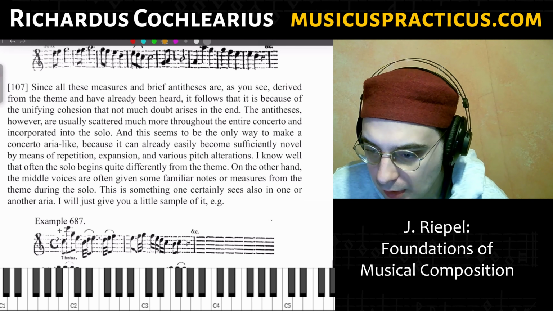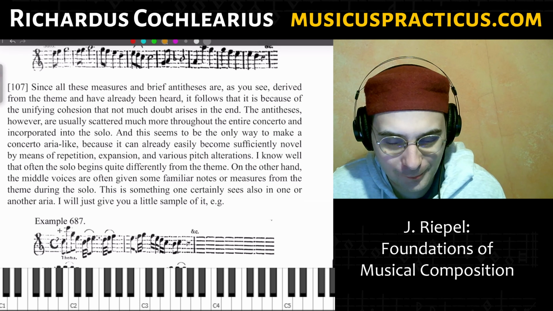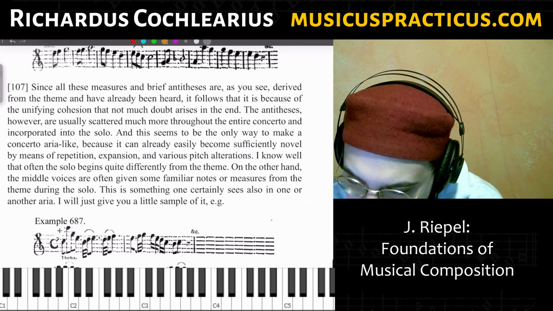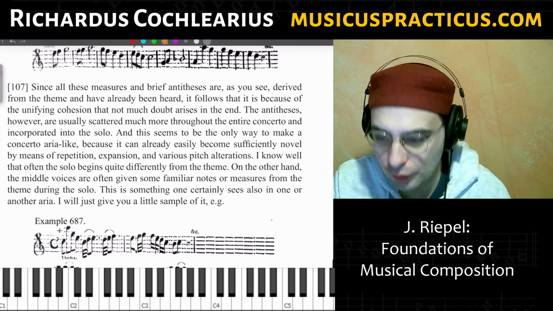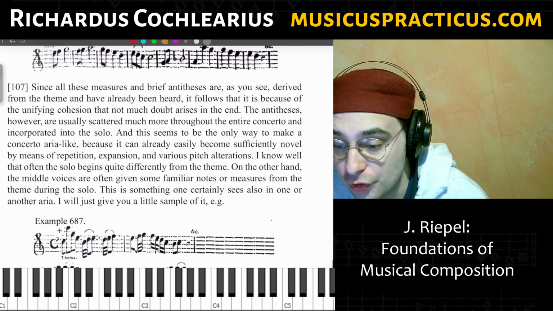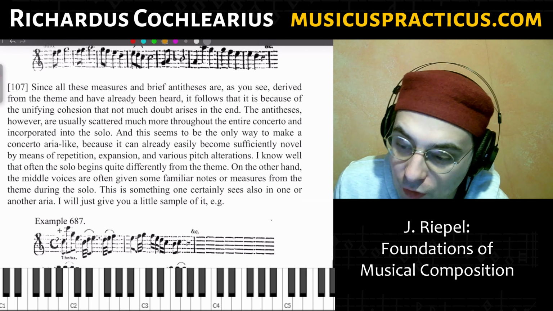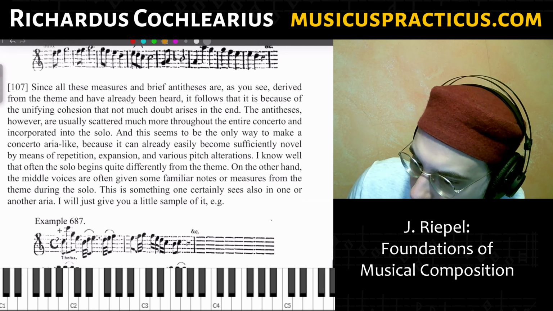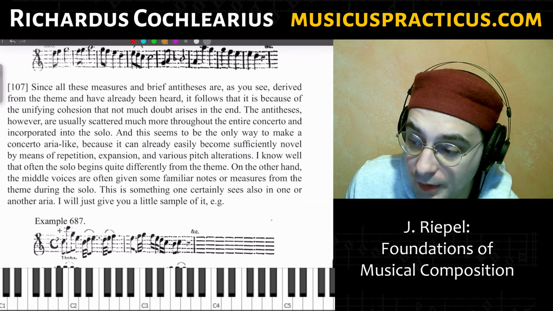The antitheses, however, the plural, are usually scattered much more throughout the entire concerto and incorporated into the solo. And this seems to be the only way to make a concerto aria-like, because it can already easily become sufficiently novel by means of repetition, expansion, and various pitch alterations.